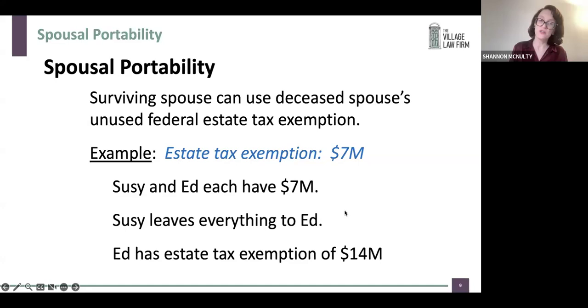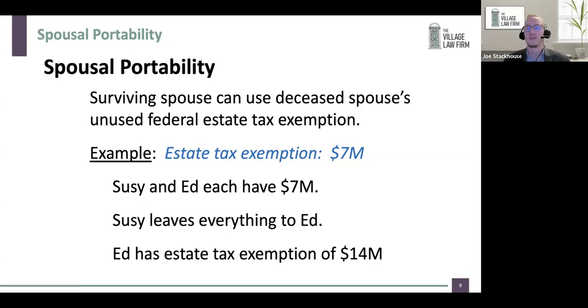It is important to know that it's not automatically inherited. You do have to file a request with the IRS to be able to use a deceased spouse's exemption. But this basically allows spouses to double their exemption, right? If it's 7 million per person, then you're really looking at a combined $14 million. And if the exemption is 14 million, then you're looking at $28 million.